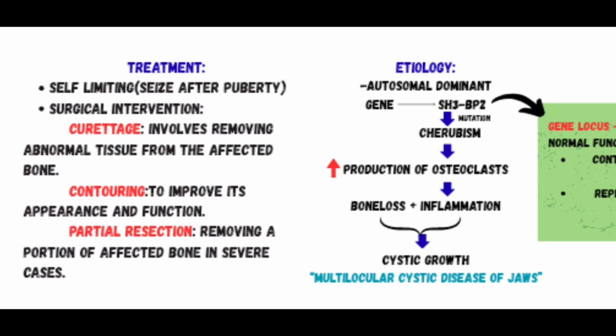Surgical intervention includes curettage, which involves removing the abnormal tissue from the affected bone. Contouring or reshaping the jawbone to improve its appearance and function may be done. Partial resection, or removing a portion of the affected bone, is done in severe cases.